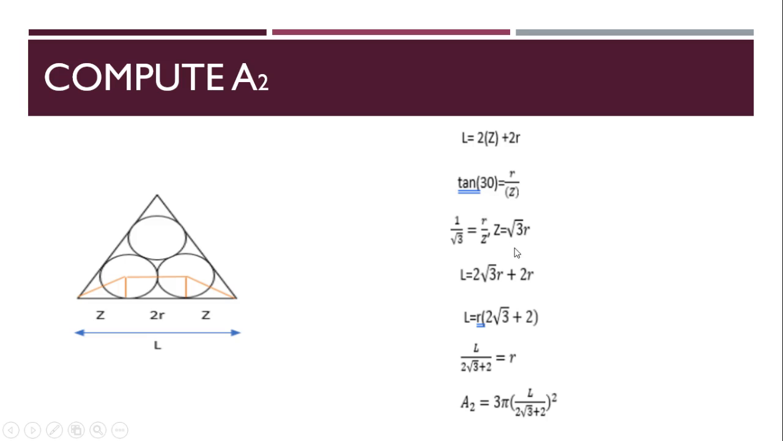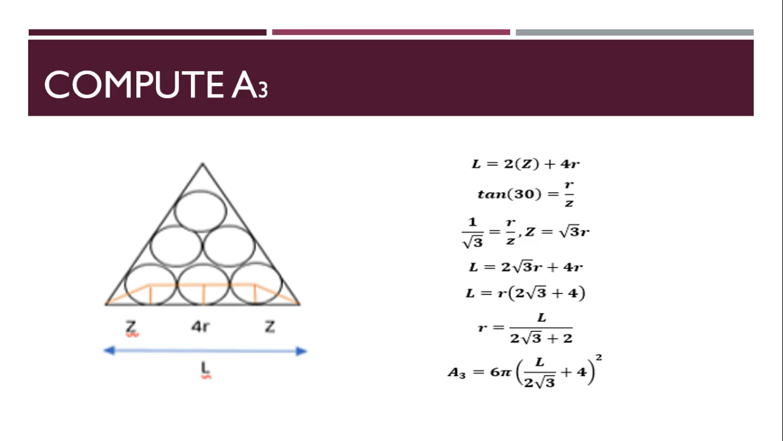So we put our z into our formula right here. L equals 2 square root of 3 r plus 2r. Took out an r, divided this whole thing towards L, and then we have r equals L over 2 square root of 3 plus 2. And we plugged it into our pi r squared function. And here, what I was talking about, the 3 in front of the pi is just the 3 circles inside the triangle. So now computing A of 3.